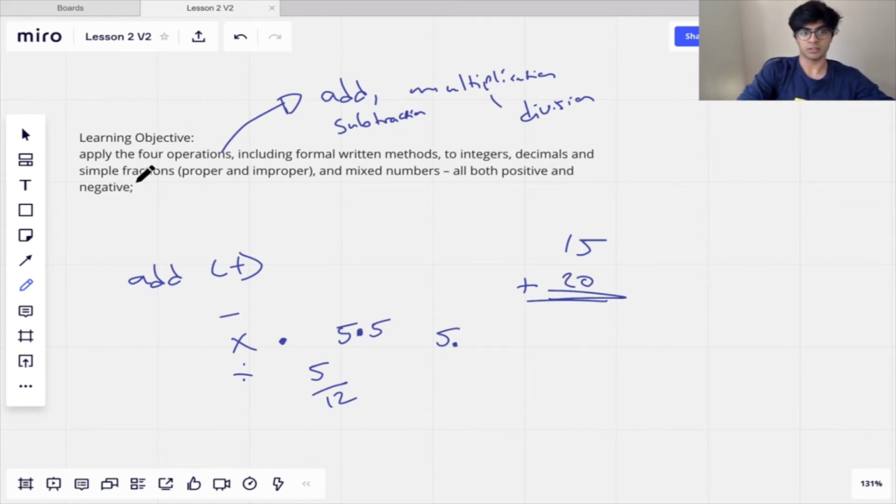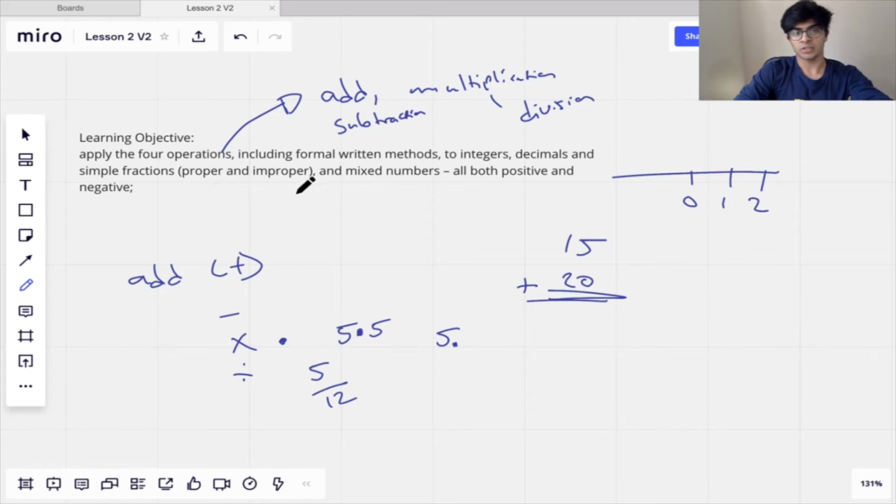Integers, we covered this in the last video. Integers, decimals, and simple fractions. Quick reminder: integers are just whole numbers. Decimals are in between these whole numbers. Let's go back to our number line: 0, 1, 2. These are the integers. The decimals are stuff that lie in between here.